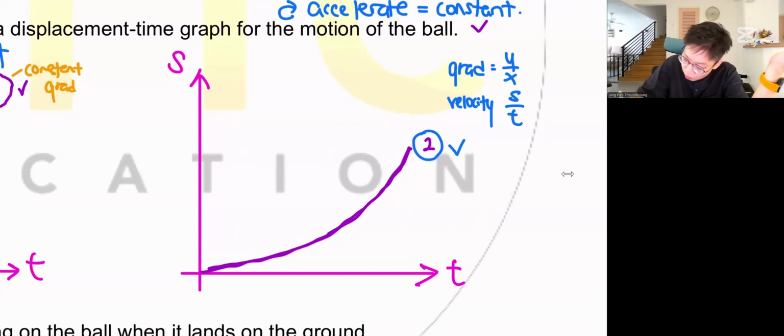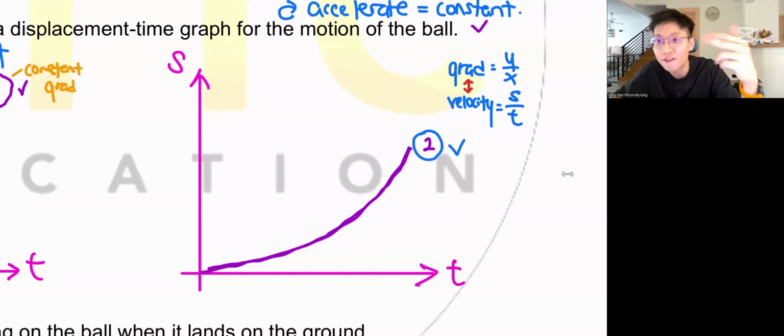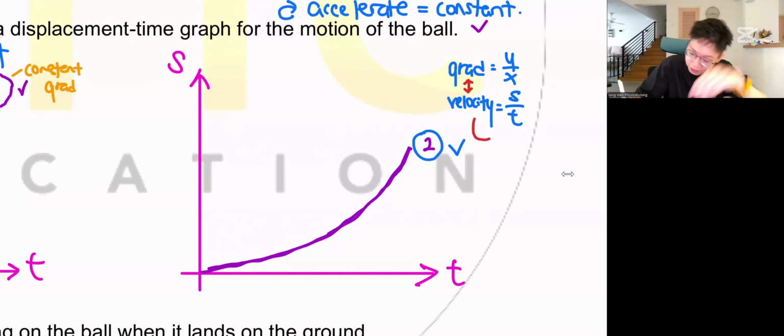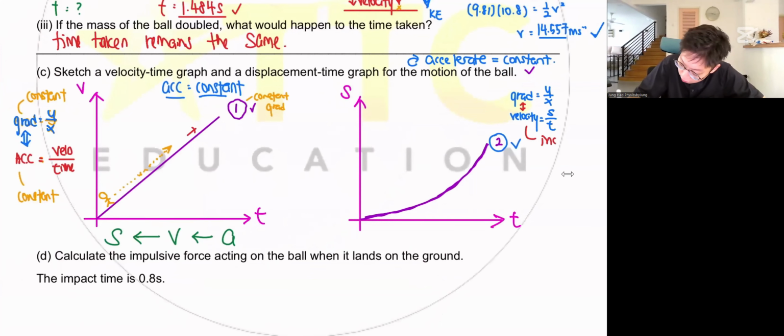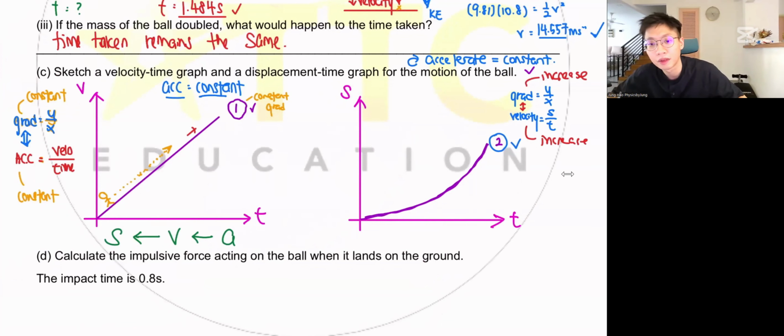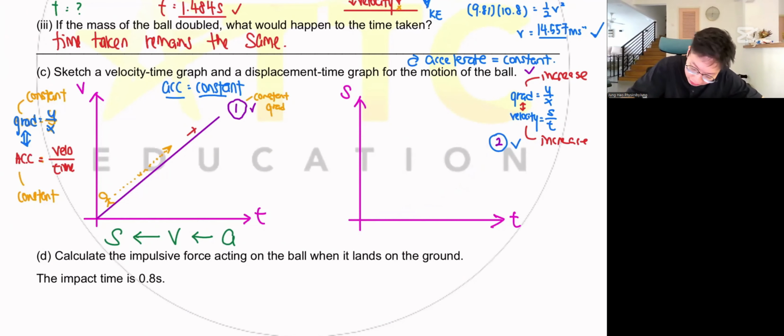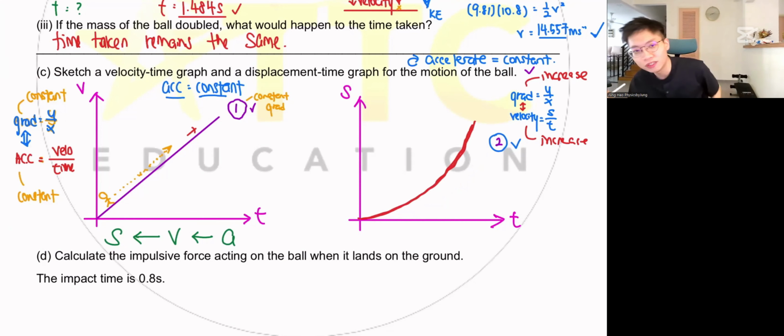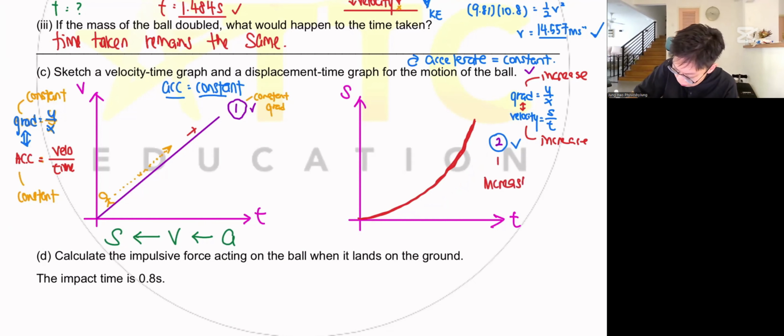So if my velocity is s over t, that also means my gradient and my velocity are friends. So if my velocity is increasing, my gradient has to be increasing as well. So when I draw this, I have to draw a line that goes steeper and steeper, because this is called increasing gradient. Therefore, this is my answer, because it's increasing gradient.